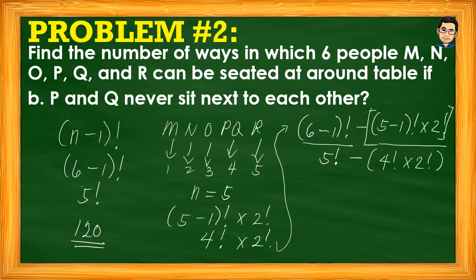So 5 factorial is 120. Then 4 factorial is 24 times 2 factorial, that is 48. So 120 minus 48, that is 72 ways. So kung meron tayong 120 ways para i-arrange sila sa circular table, meron tayong 48 ways na kung saan kailangan si P and Q magkatabi. And then for letter B naman, meron tayong 72 ways para si P and Q hindi sila magkatabi. So kahit anong arrangement yun.